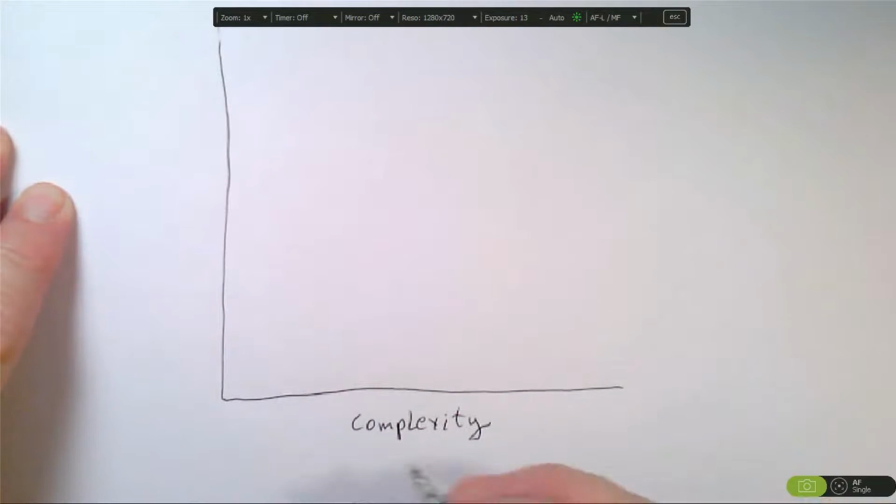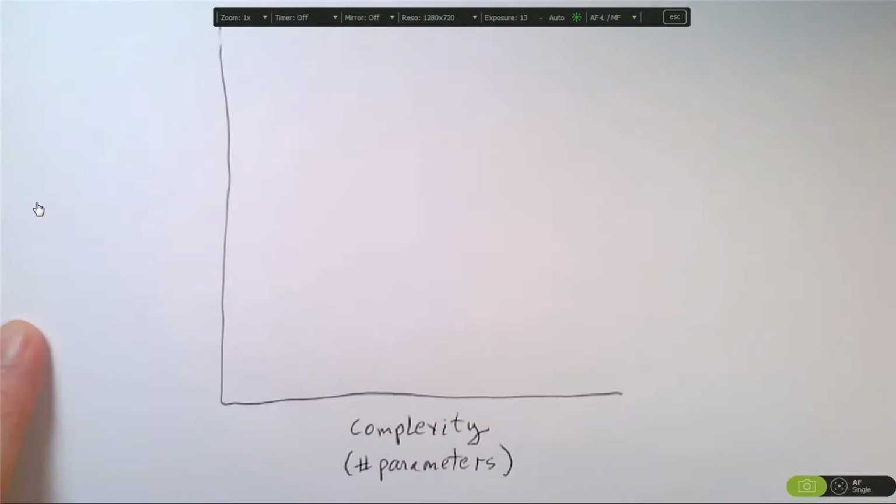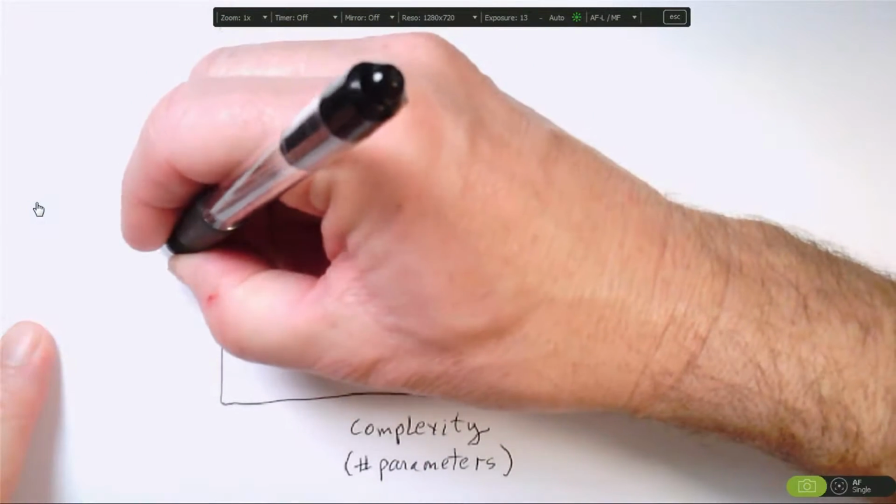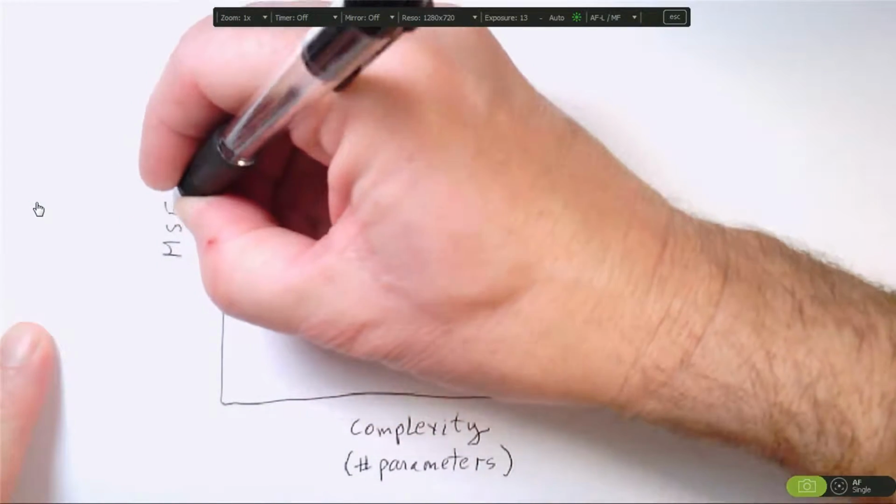And remember that complexity often corresponds to the number of parameters. And on the y-axis, we're going to put the performance of the estimator. And since we've been talking about prediction, that's going to be, in this case, the mean square error.